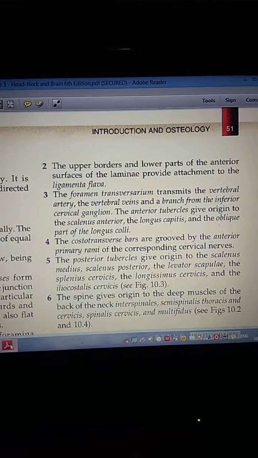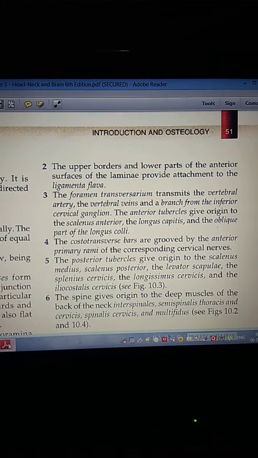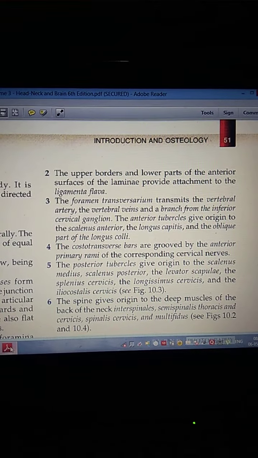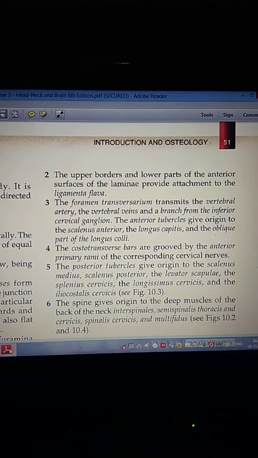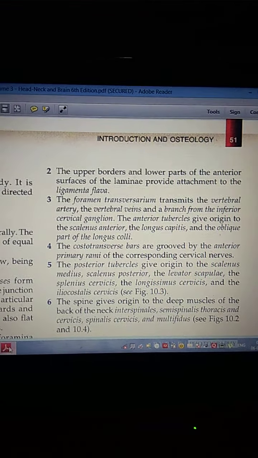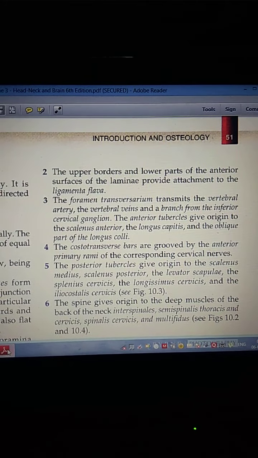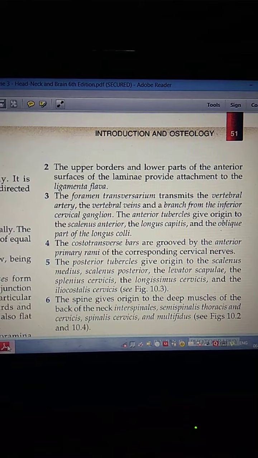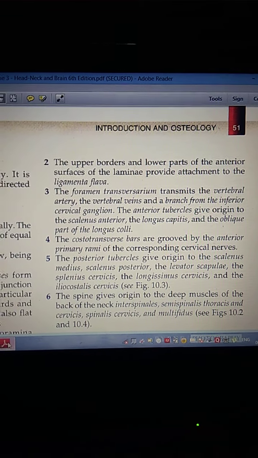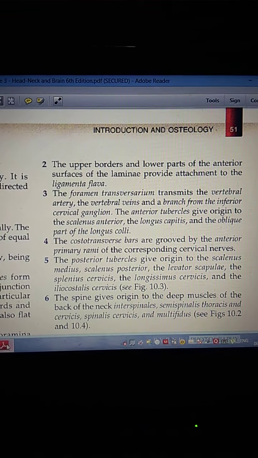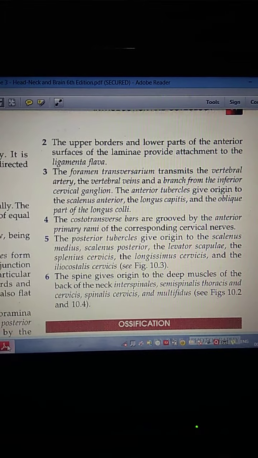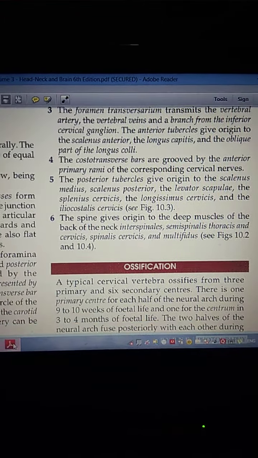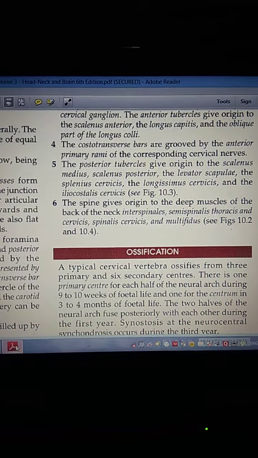Now, the upper border and the lower part of the anterior surface of the lamina. The foramen transversarium transmits the vertebral artery and vertebral veins, and branches of the inferior cervical ganglion. The anterior tubercle gives origin to the scalenus anterior, longus capitis and the oblique part of the longus colli. The costotransverse bars are grooved by the anterior primary rami.